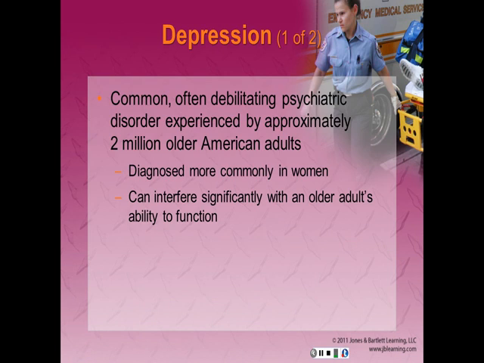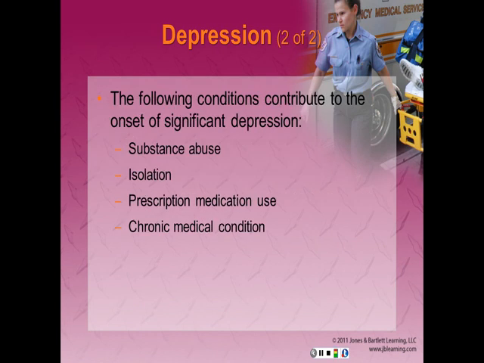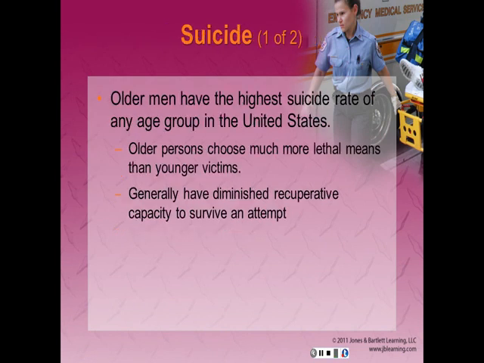It's diagnosed 3 times more commonly in women than men. It is extreme and persistent and can interfere significantly with the older adult's ability to function. The following conditions contribute to the onset of significant depression: substance abuse, isolation, prescription medication use, and chronic medical conditions. Treatment usually consists of psychological counseling, medications, or a combination of both.